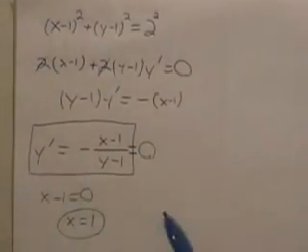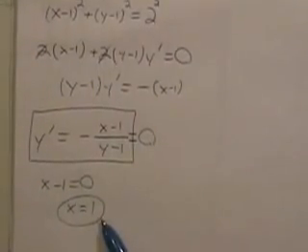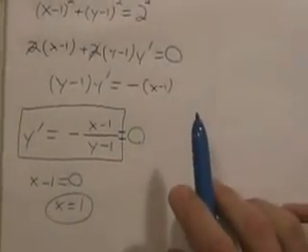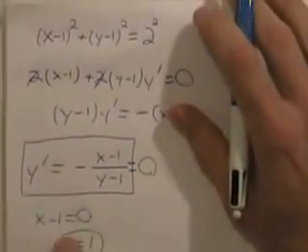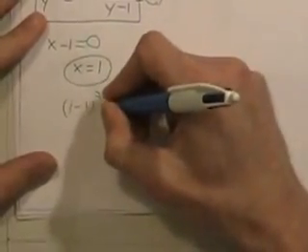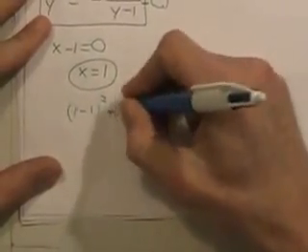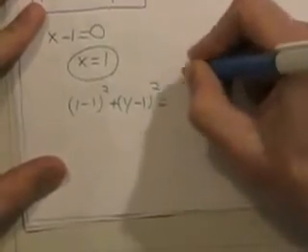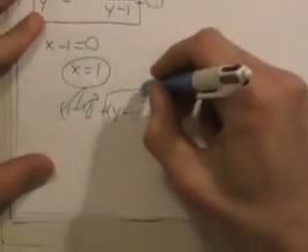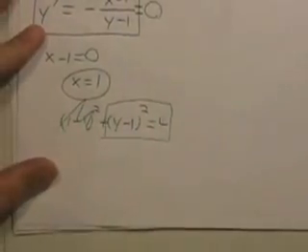So what we would have to do is substitute this condition back into the original equation and see if we get any answers. So let x be 1. If I let x equal 1 in the original equation, then that gives me (1 minus 1) squared plus (y minus 1) squared equals 2 squared, which is 4. Alright, so that goes, and we're left with this. So it appears that we are going to get answers.